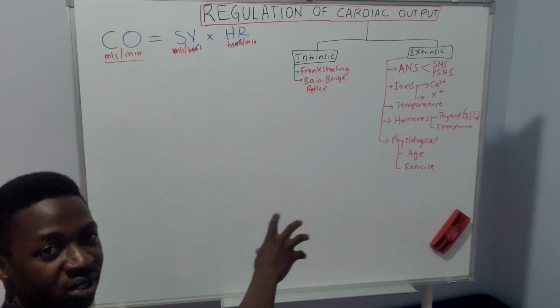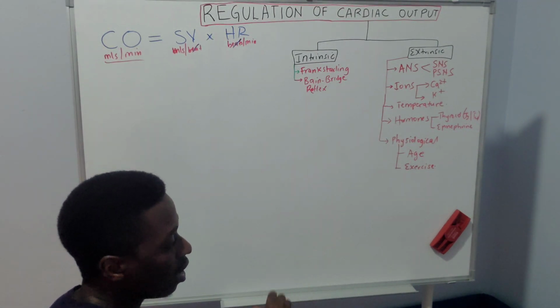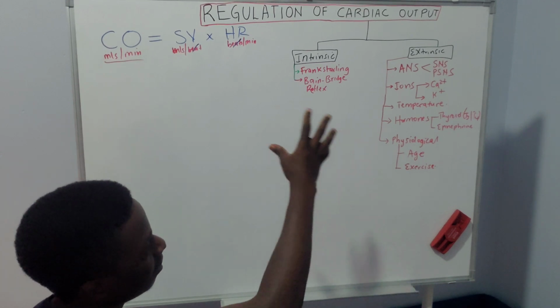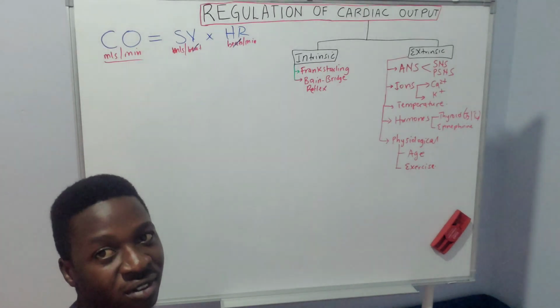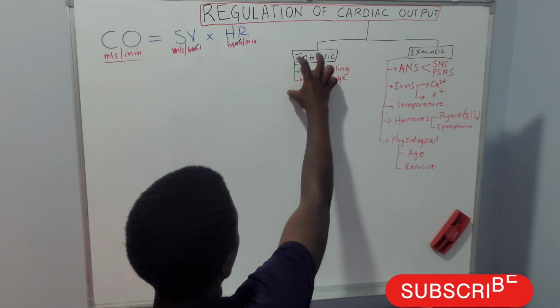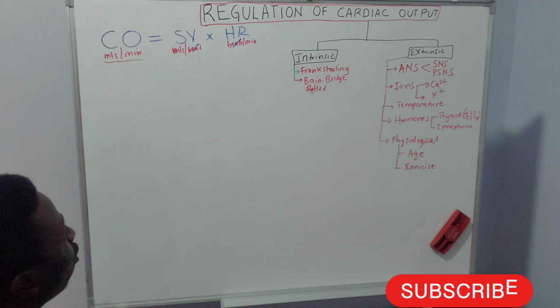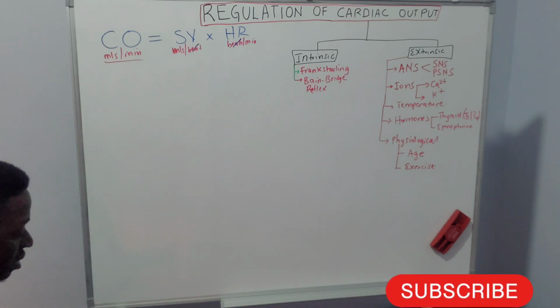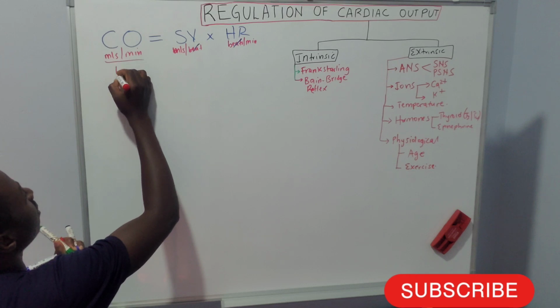So this is the concept. If you have these things at the back of your mind, you can always explain how normally the heart undergoes changes, especially how cardiac output or cardiac function is regulated or modulated. So let's start by discussing the Frank-Starling mechanism, okay, or the intrinsic mechanisms first.